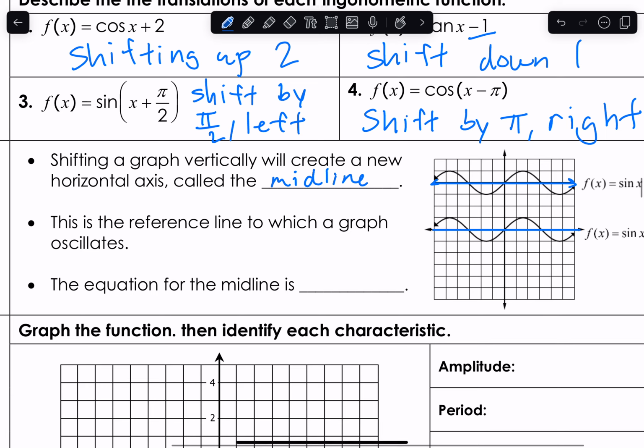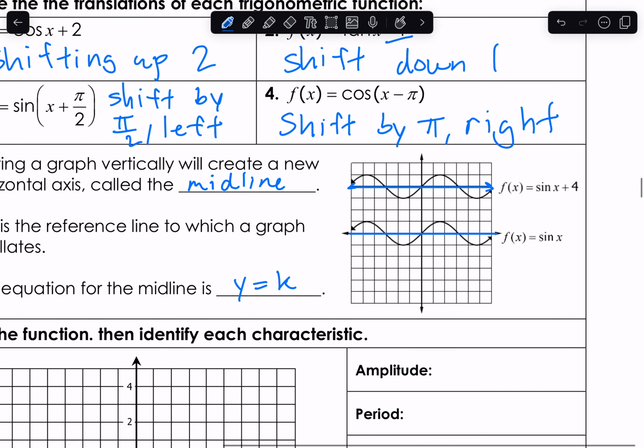As you can see, the sine wave is centered around that line, that midline, wherever it's at. The equation for the midline is actually just whatever k is, because k makes the vertical shift. So the equation is y equals k. If k is -2, then that's y equals -2, right? For a normal graph, y equals 0. That's the equation for the midline, y equals 0. But since this one went up 4, my equation is now y equals 4. That's the midline.